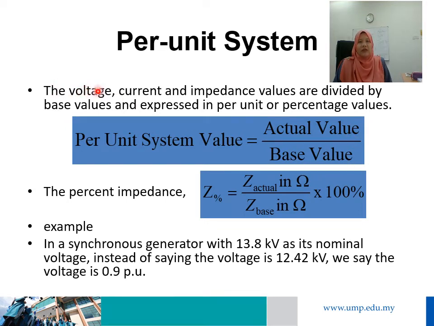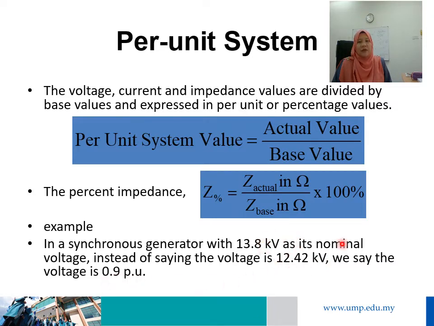Thus, the voltage, current, and impedance values are divided by the base values and expressed in per unit, or we can also express the value in percentage. For example, the percent impedance is equal to the actual impedance in ohm divided by the base impedance in ohm multiplied with 100%. Another example, in a synchronous generator with 13.8 kV as its nominal voltage, instead of saying the voltage is 12.42 kV, we say the voltage is 0.9 pu.